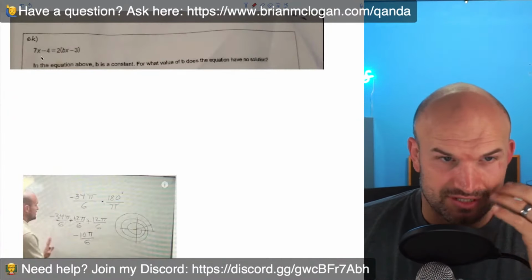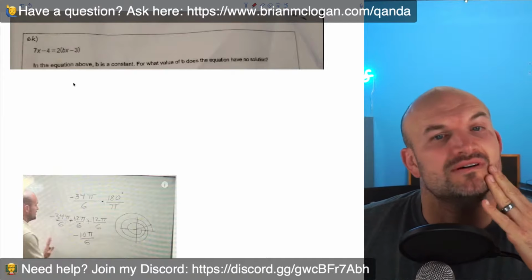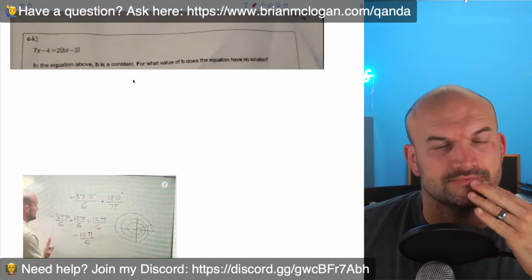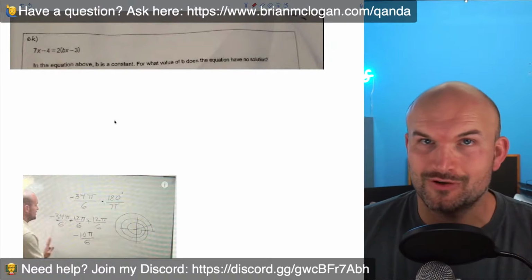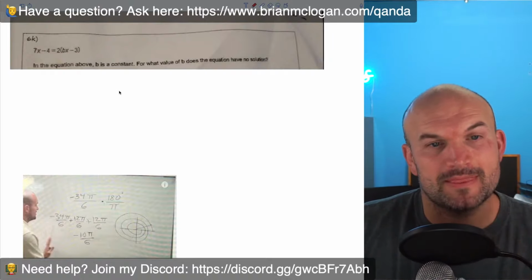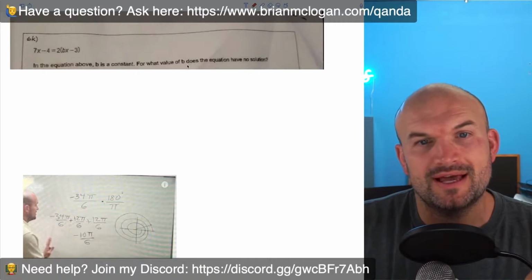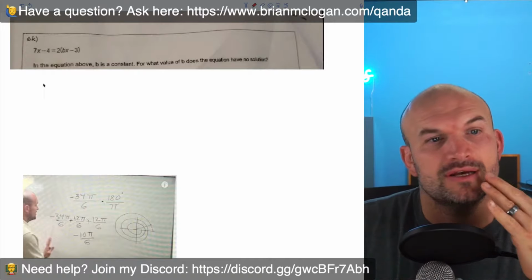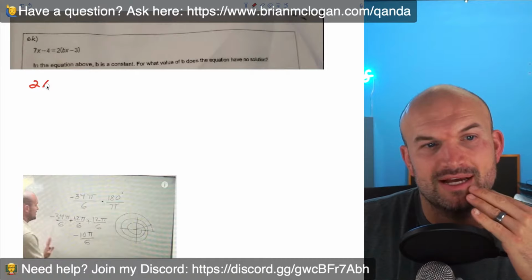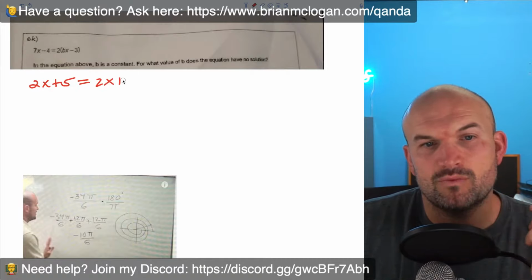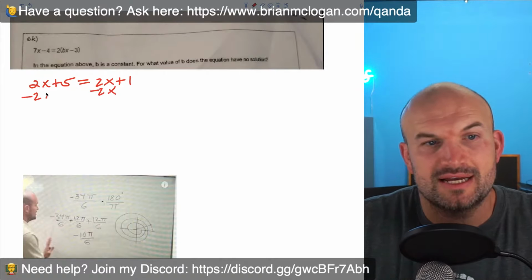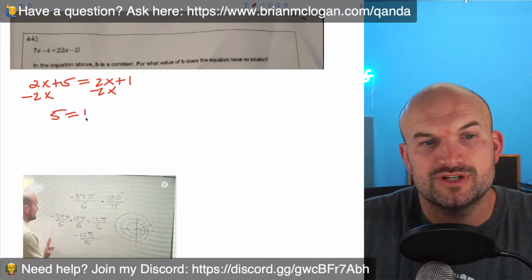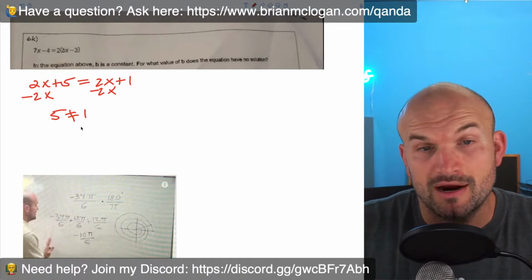Now this is kind of an interesting question. I didn't really know, so I have a way to solve this. I'm not sure if it's the exact or the correct way, but we know that an equation does not have a solution, for instance, if I had 2x plus 5 is equal to 2x plus 1. Because once you solve for x, you get the x's on the same side, you get 5 equals 1, which is incorrect.